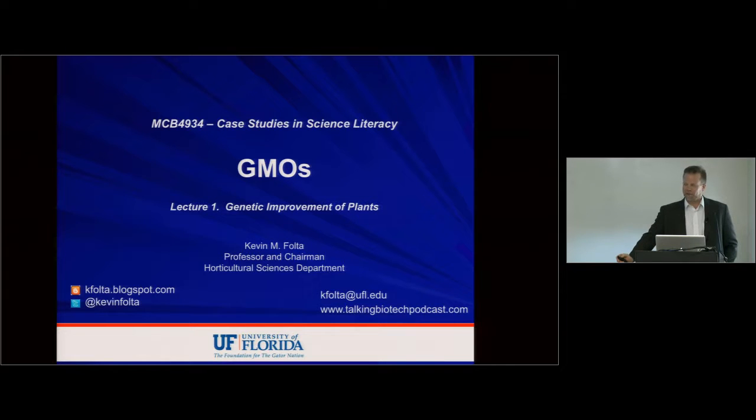But the main point of this section is to familiarize you with the information that's currently available in the area of genetic improvement of crop plants and animals. Just what are genetically modified organisms? How do we do it? What is genetic engineering? And what are the strengths and limitations? What are the risks and benefits as told to us by the peer-reviewed literature? And that's really what I'm interested in.